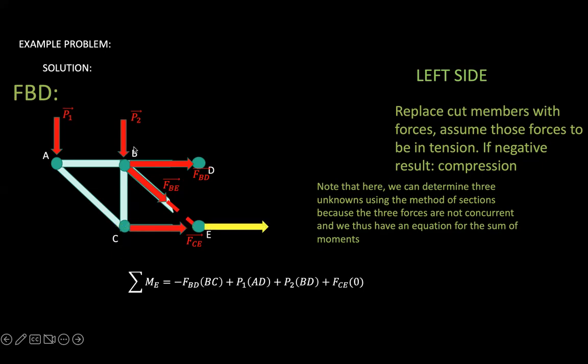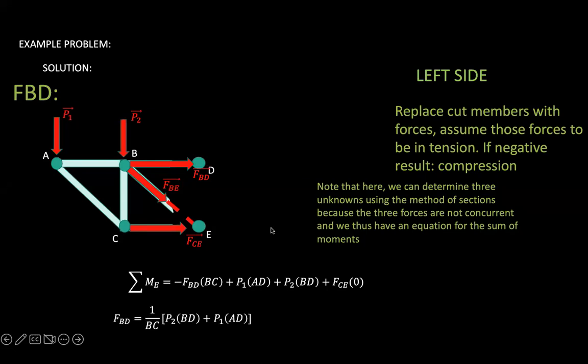And then plus FCE times 0. So why 0? Because the distance from the point E is actually 0. We have moved FCE along its line of action and imposed it on this arrow over here so that its distance from the point E is actually 0. So we have no moment from the force CE.